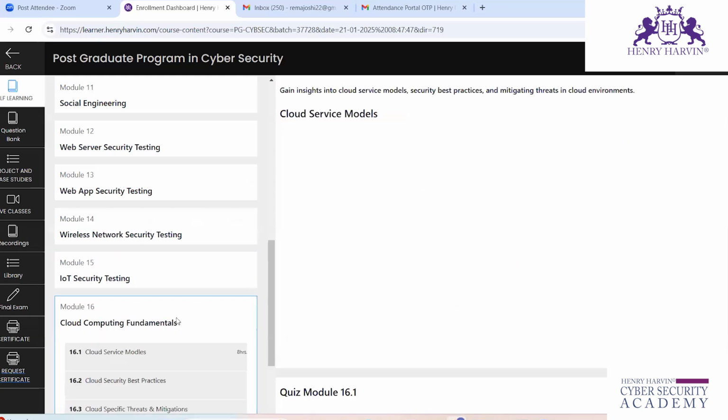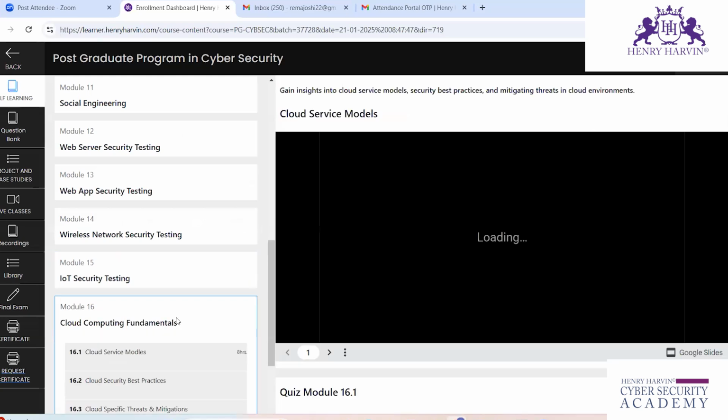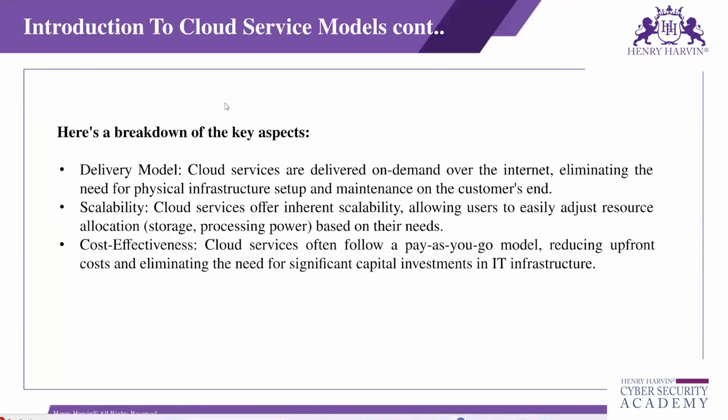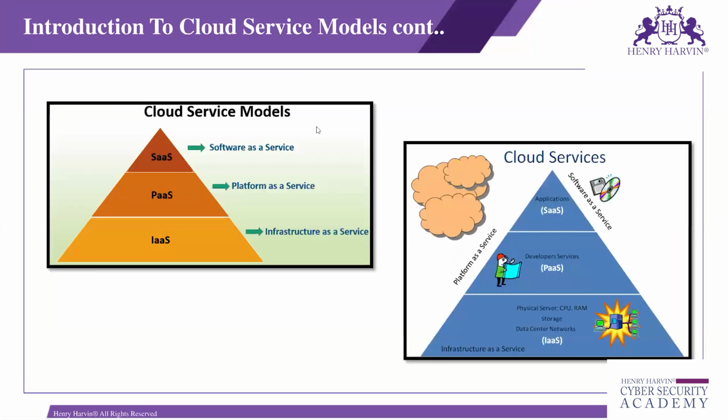Coming to the next chapter, that is cloud computing. I'm just taking a 2 minute break. Now we will discuss the breakdown of key aspects, that is the delivery model, scalability. We can understand it straightforwardly, it's reading material.